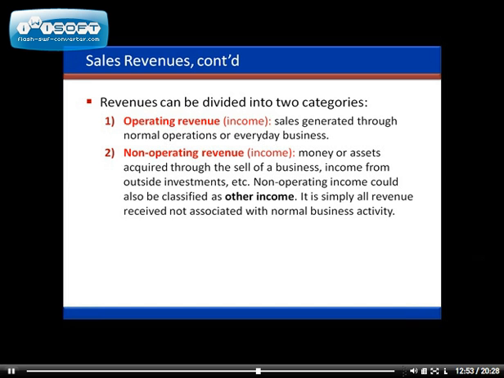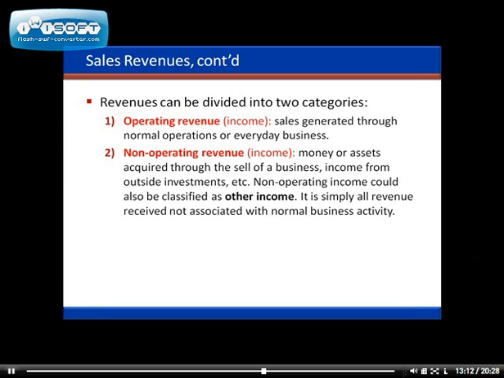Non-operating revenue is money or assets acquired from, maybe you had to sell a business, or it was income from outside investments. It's basically all revenue received not associated with normal business activity.